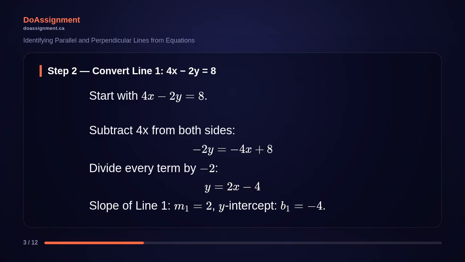Let's convert the first equation, 4x minus 2y equals 8, into slope-intercept form. Subtract 4x from both sides to get -2y equals -4x plus 8. Then divide every term by -2 and we get y equals 2x minus 4. So the slope of line 1 is 2.